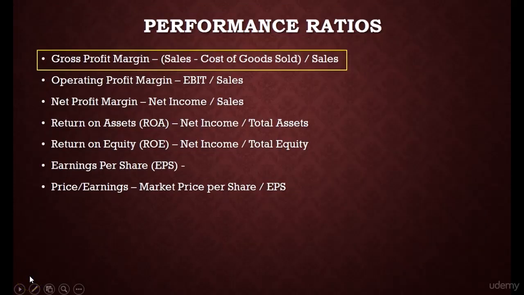Now let's take a more in-depth look at performance ratios. So the first ratio we have is our gross profit margin ratio, which is our sales or revenue minus our cost of goods sold divided by our total sales.